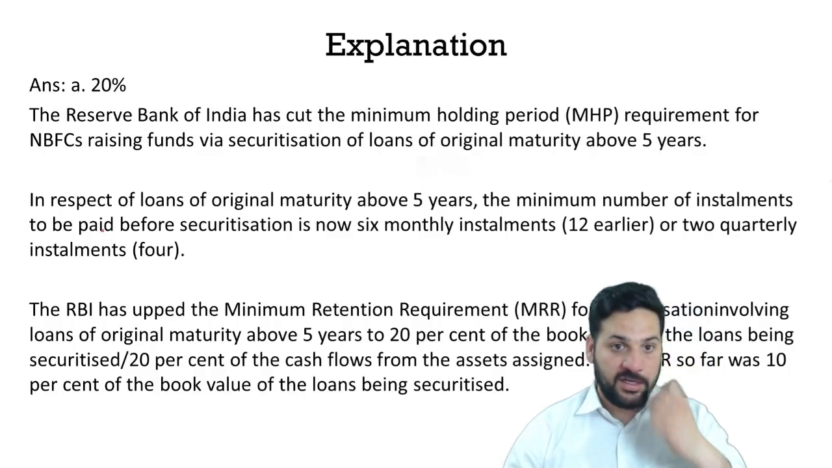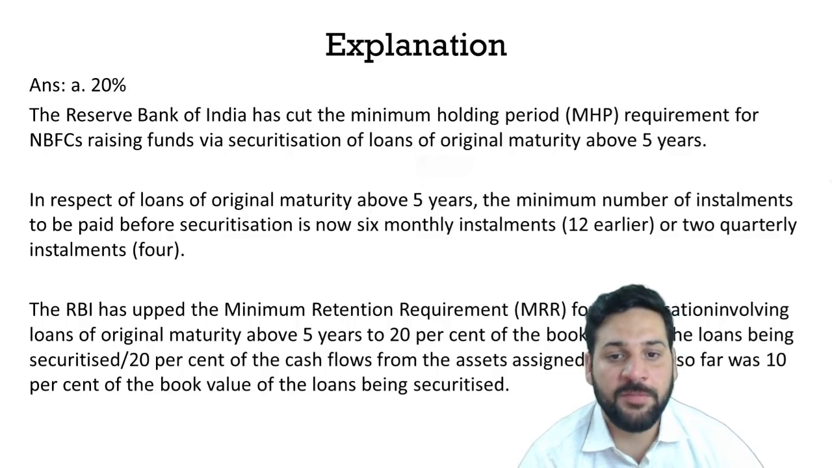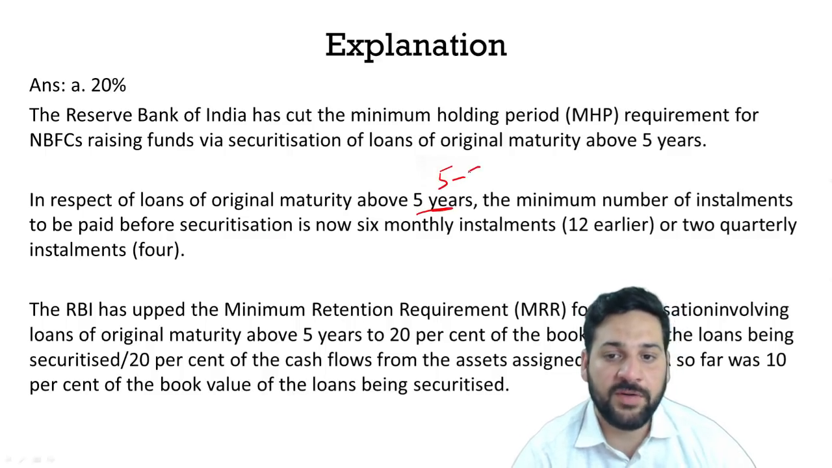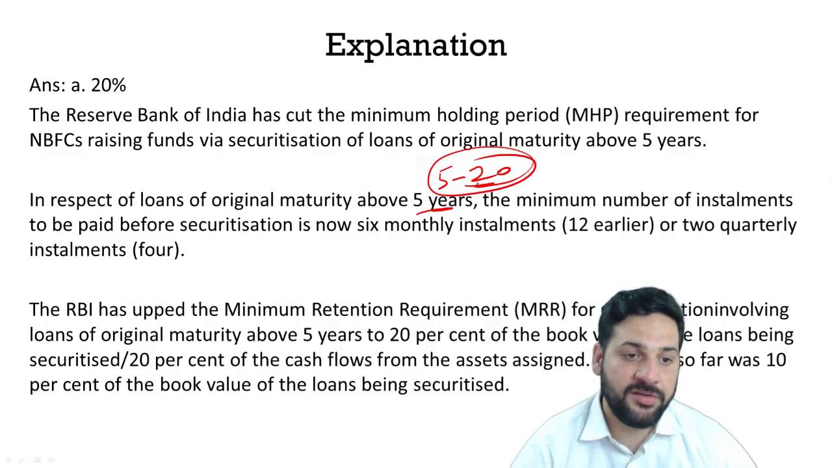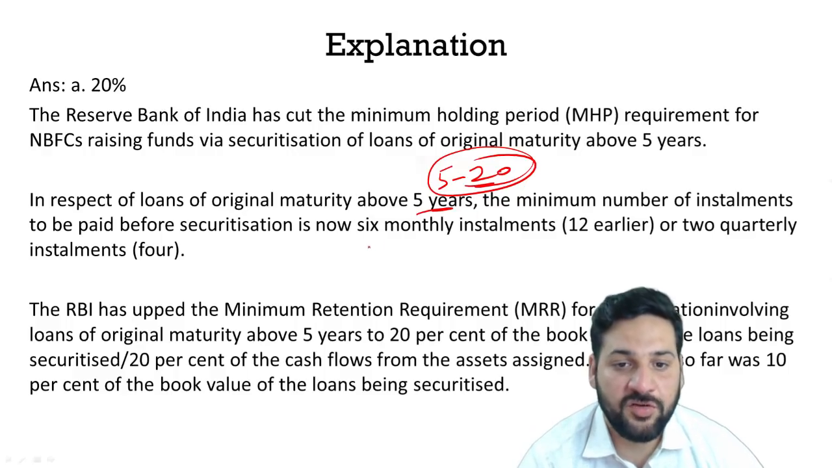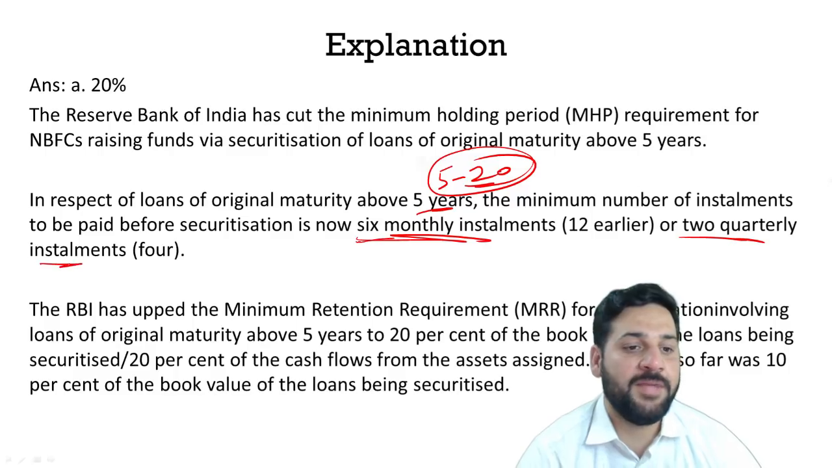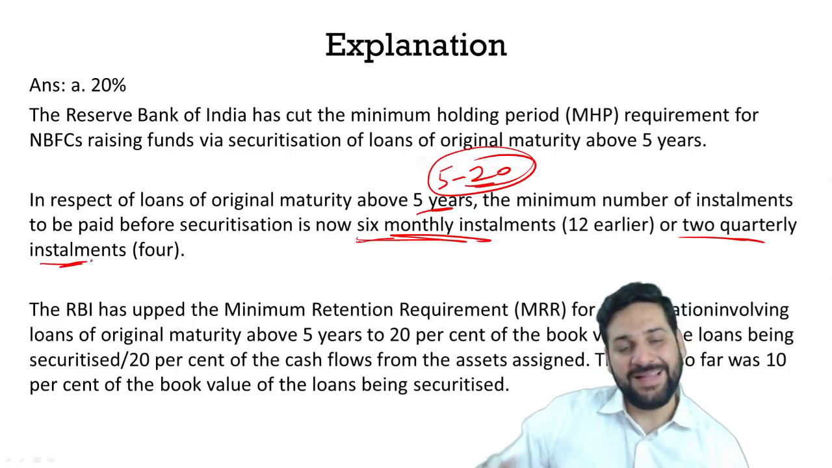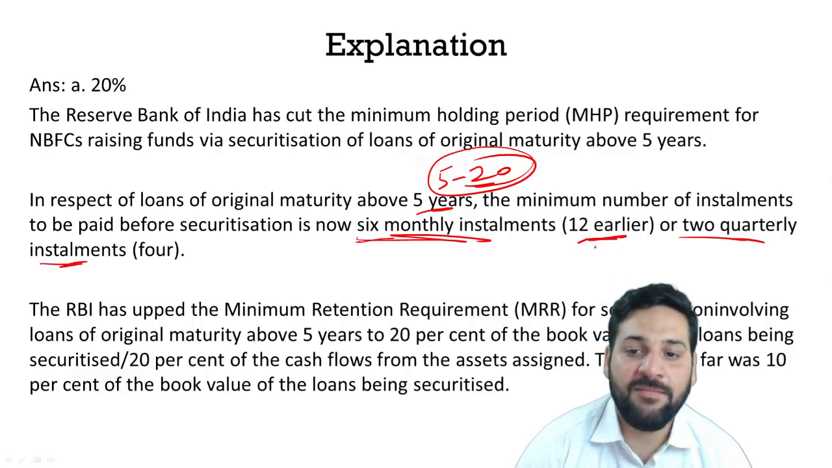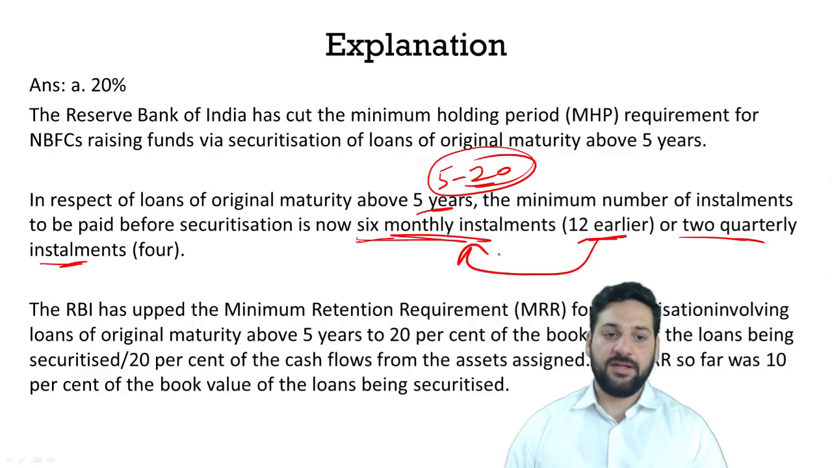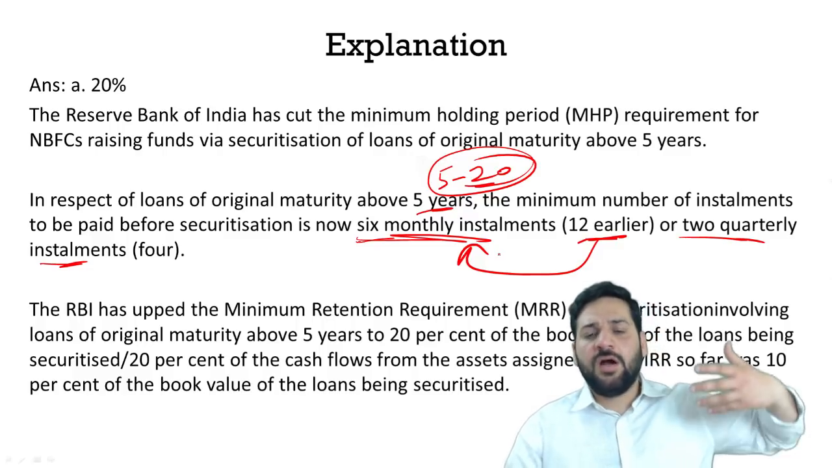NHB, I have already told you what NHB is. In respect of loans of original maturity above 5 years to 20 years, if at least 6 monthly installments or 2 quarterly installments have already been made, then you can sell this as an asset to a third party. It used to be 12 monthly installments, but now it is 6, so from 1 year to half a year. In other words, you can remember this: it used to be 1 year.